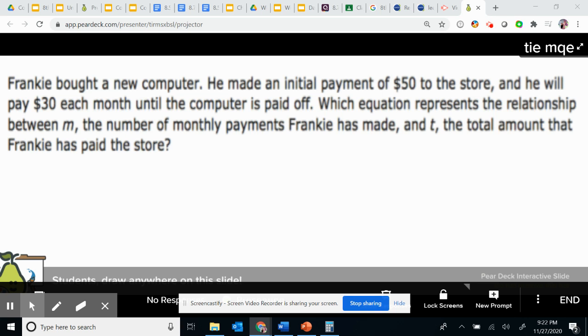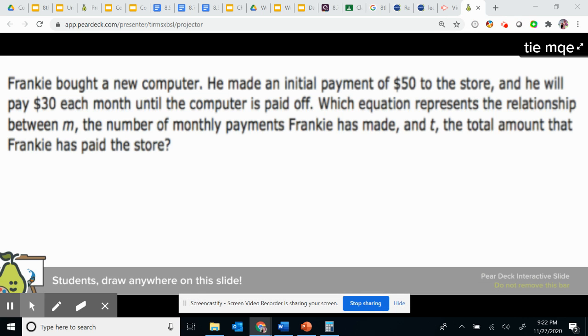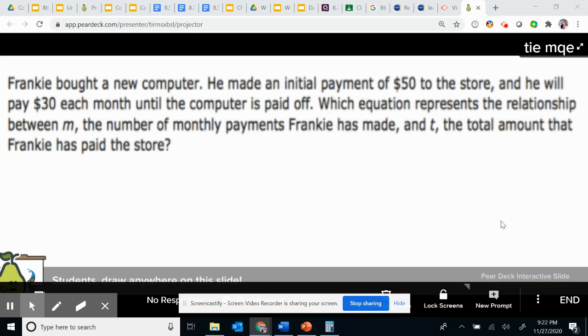All right, so let's take a look at how we would write an equation in slope-intercept form using a word problem. So Frankie bought a new computer. He made an initial payment of $50 to the store, and he will pay $30 each month until the computer is paid off. Which equation represents the relationship between M, the number of monthly payments Frankie has made, and T, the total amount that Frankie has paid the store?